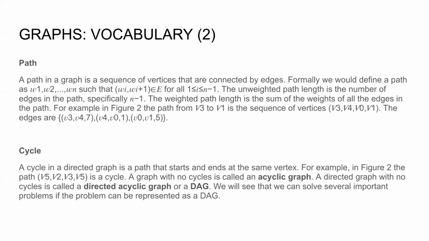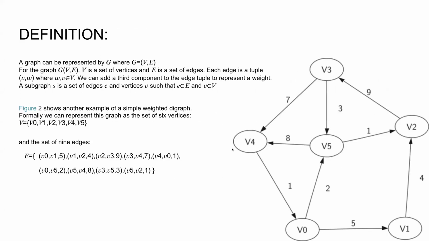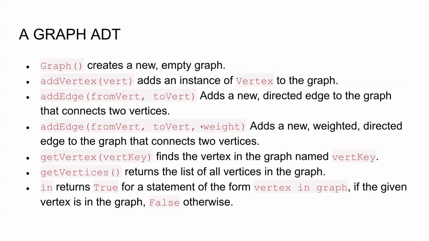Acyclic. A means no cycle, so yeah, that's one definition. A graph with no cycle is called an acyclic graph, and a directed graph with no cycle is called a directed acyclic graph, or DAG. So the previous example where we showed the course dependencies is typically a DAG, right? Okay, so that's some nomenclature.